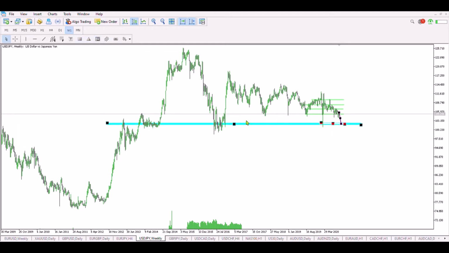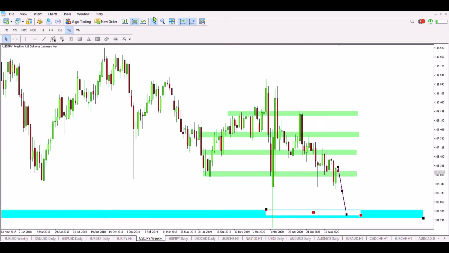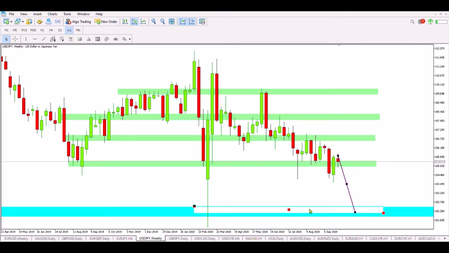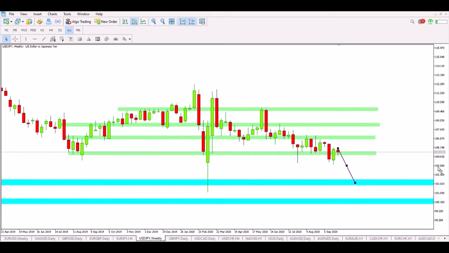Here is a good support and resistance area, and also I would say this level right here. So these are possible levels where the price can stop for a while. Okay guys, if we break this super strong downtrend, we can have a nice correction to the upper resistances, which will be beautiful if the dollar gets strength.